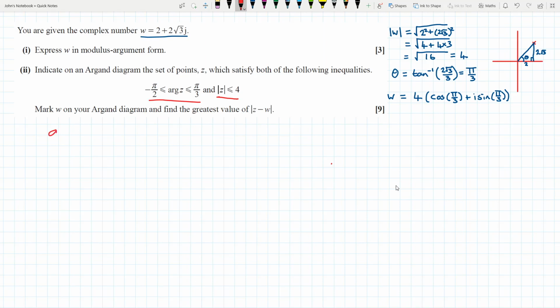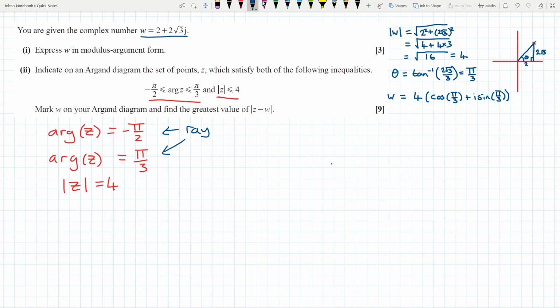I'm going to sketch that the argument of z is equal to minus pi over 2. I'm going to sketch that the argument of z is equal to pi over 3. And I'm going to sketch the modulus of z is equal to 4. Thinking about what these are, this is going to be a ray, as is this, and this is going to be a circle.